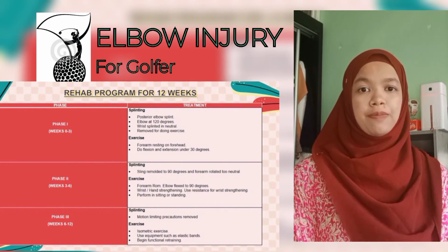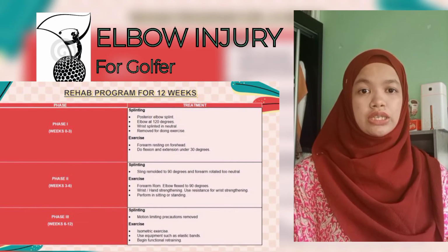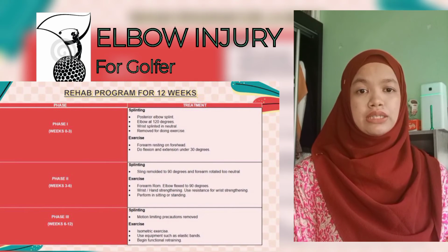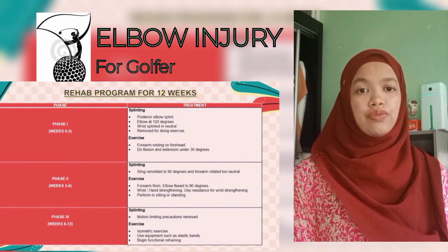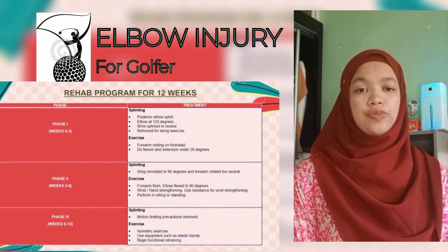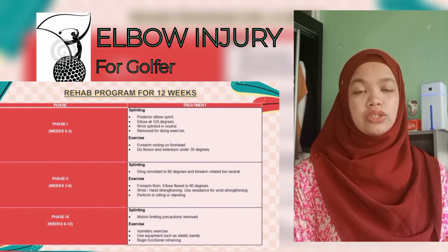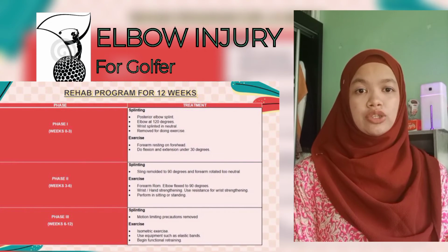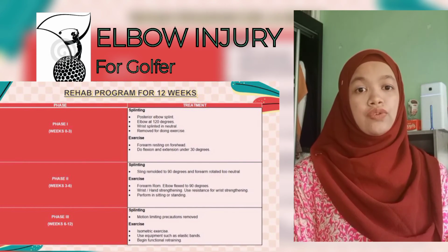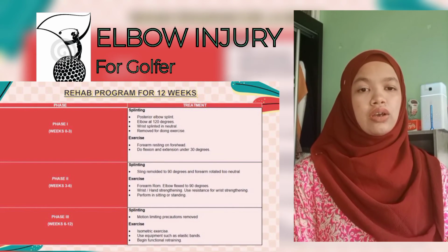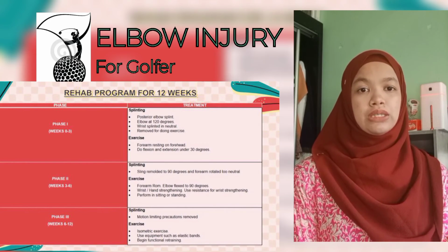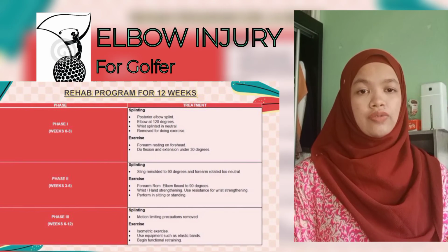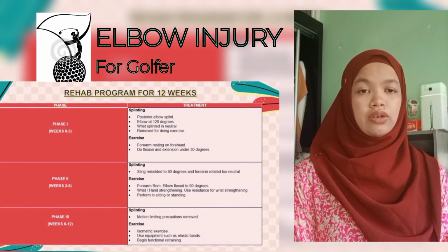Lastly, here is a rehab program you can follow during an elbow injury. The first phase is the inflammation and protection phase. This phase is during week 0 to 3. The goal is to maintain elbow stability and prevent joint stiffness. First, you will sling your hand at 120 degrees. Remove it if you want to do any activities. Exercise recommended during this phase is forearm resting on forehead, with joint flexion or extension under 30 degrees.